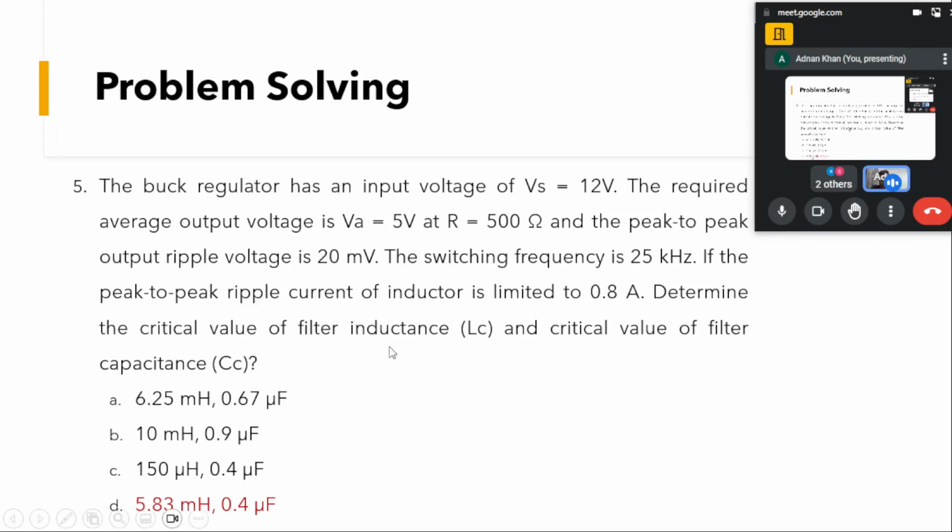So the critical values of the filter inductance and the filter capacitance are 5.83 millihenry and 0.4 microfarad. That is the answer to this fifth question. If there are any doubts, you can ask.